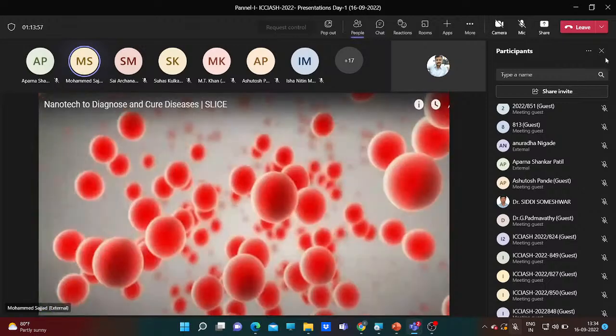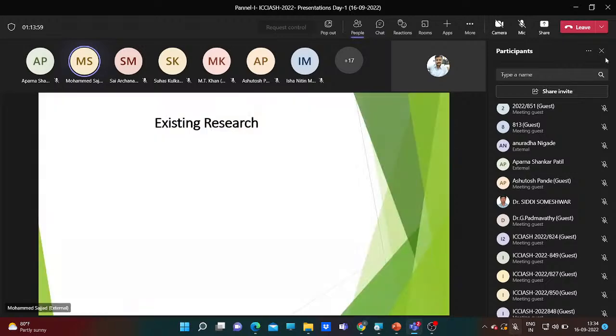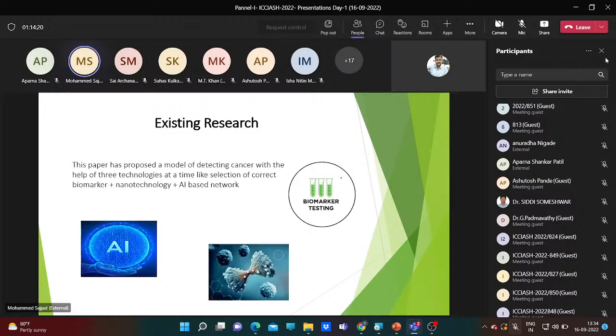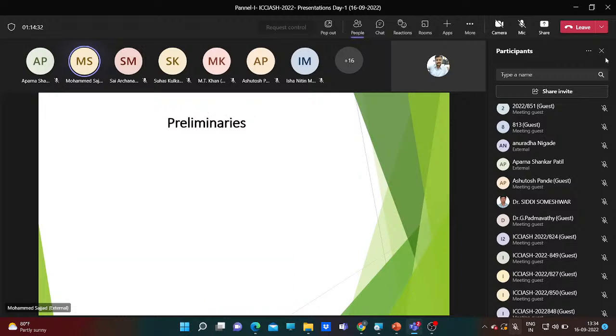When I say nanotechnology, it is a minute thing, so it is very difficult to view, and we use microscopes to view it. In the existing research, this paper has proposed a model of detecting cancer with the help of three technologies at a time: selection of correct biomarkers, nanotechnology, and an AI-based network, where huge data is collected and we go into the data to review it and identify early detection of cancer. This paper shows a positive result in finding lung cancer.